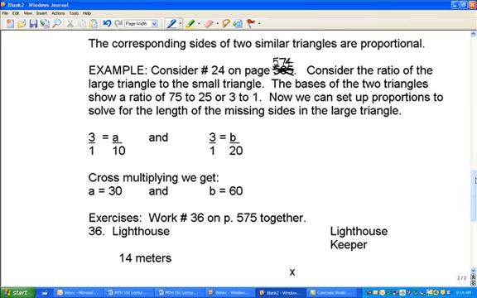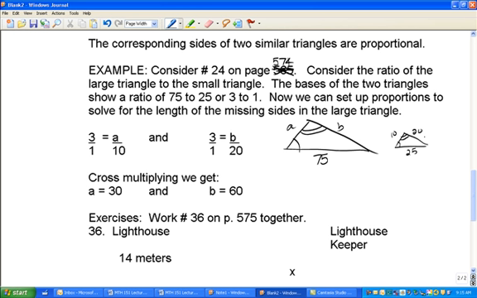Okay, now let's talk about the sides being proportional. And what I want to do is work an exercise. This is number 24 on page 574. It says we've got a picture of a large triangle with A, B, and 75. And then we have a smaller one, which is 10, 20, and 25. And we can see they're similar by the way the angles are marked.